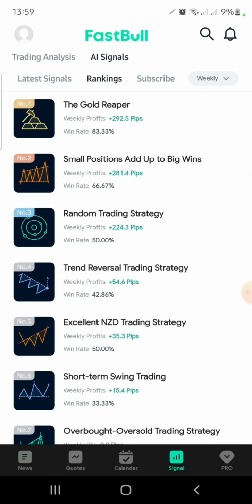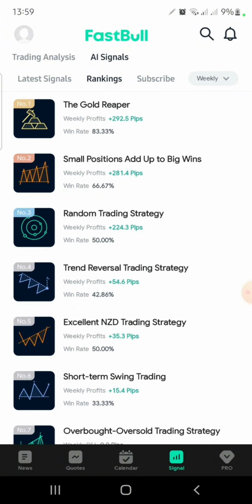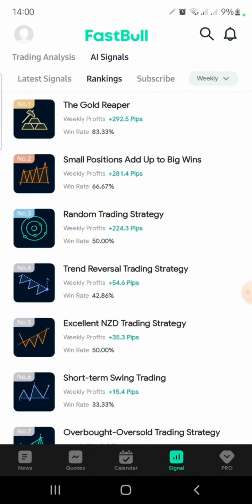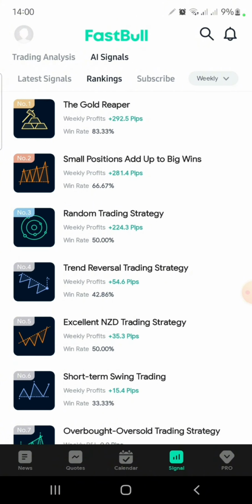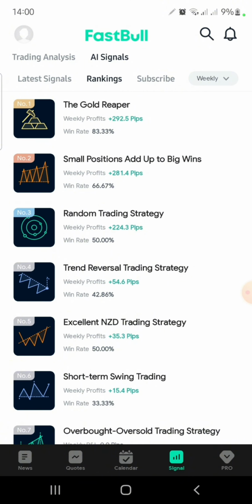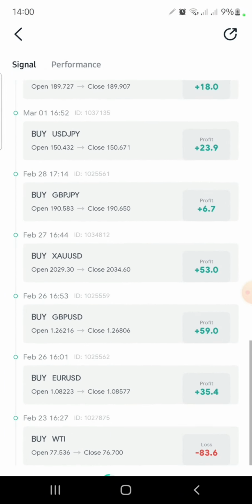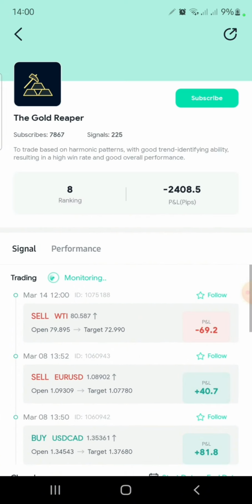You click on rankings, and you can see that there's a list of people that you can follow that post profitable signals. For example, the Gold Reaper, which is number 1, has a profit of 292 pips. So these are pips, not money. If you are making $10 per pip, you could have made $2,000 easily following the Gold Reaper. You can see even the win rate is 83%. So you can look at anyone here who is posting signals that you think are good for you, and then you want to follow that person.